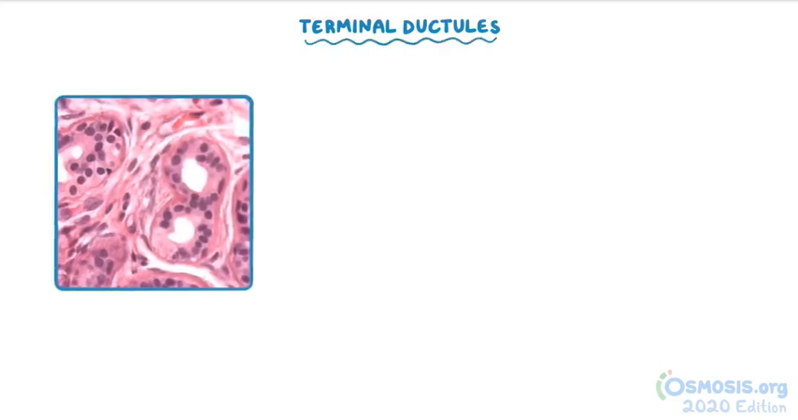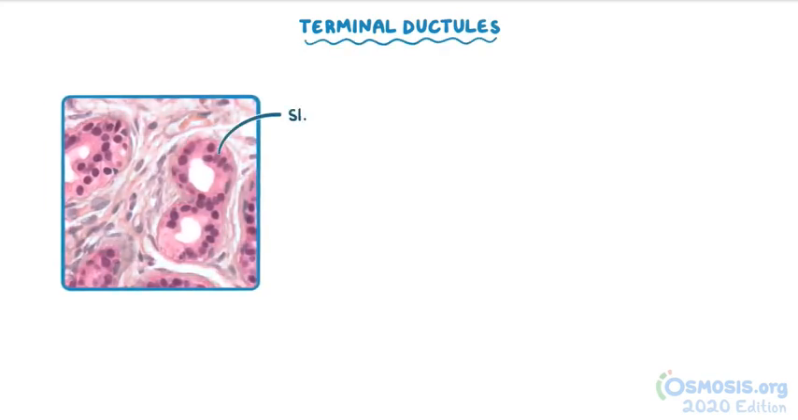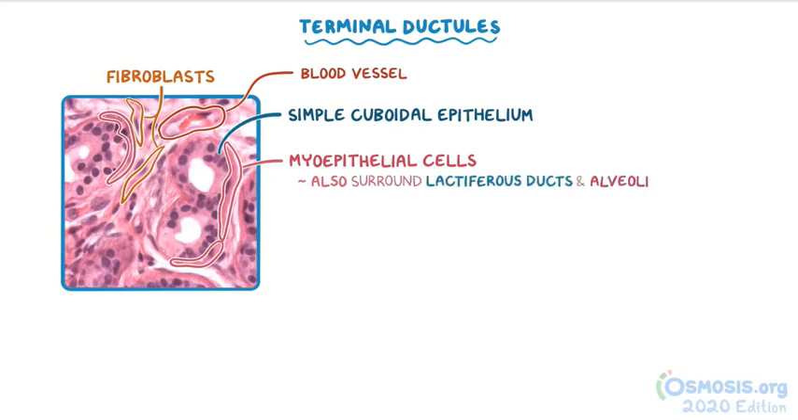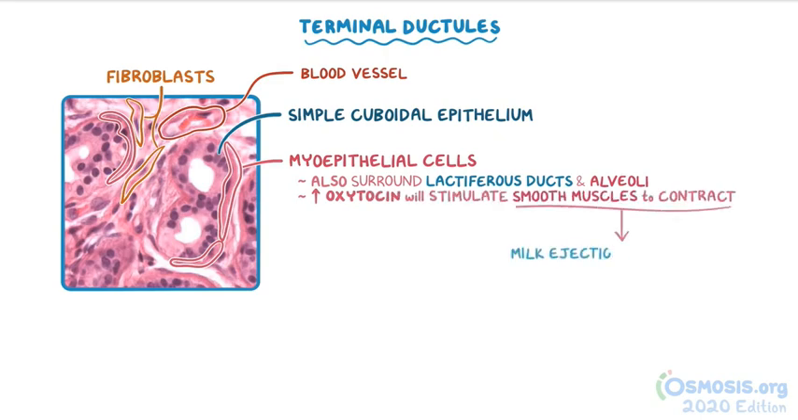The general structure of the terminal ductules is also still the same in resting mammary glands, with a simple cuboidal epithelium and a surrounding intralobular space that consists of connective tissue, fibroblasts, myoepithelial cells, and in this image, we can also see a small blood vessel present in the upper right. Myoepithelial cells surround the terminal ducts, but they also surround the lactiferous ducts and the alveoli. During breastfeeding, increased oxytocin will stimulate these smooth muscles to contract and lead to milk ejection from the nipple.